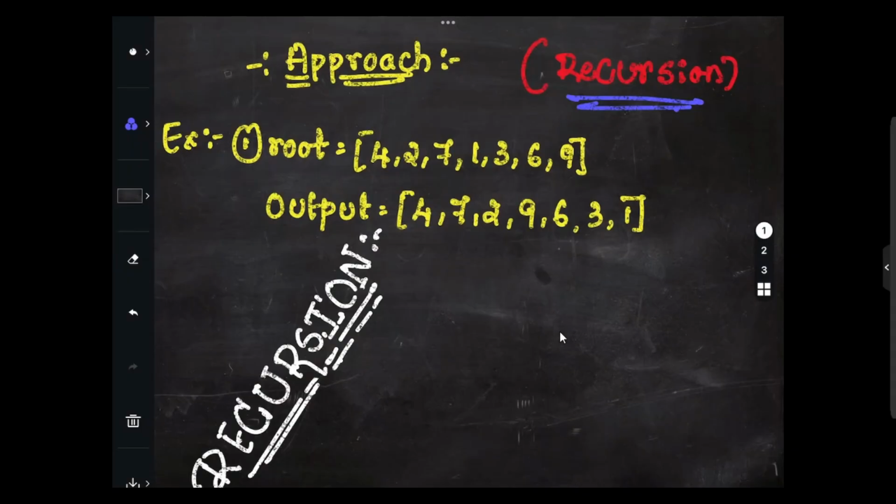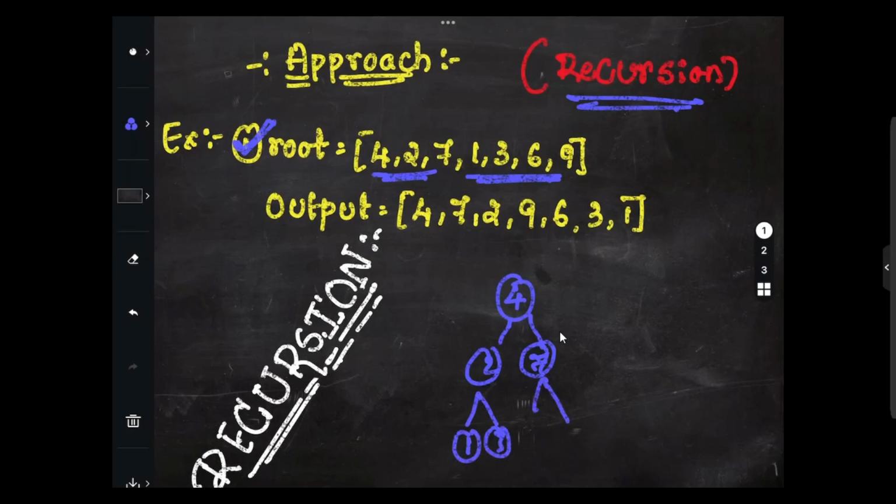The next step here is, I have considered the first example that they have given in the question so that it will be easier to understand the approach. The same example, 4 2 7 1 3 6 9. We have already discussed this one. So when we invert this one, the root 4 remains the same. The child nodes here will be 7 2 when we invert.